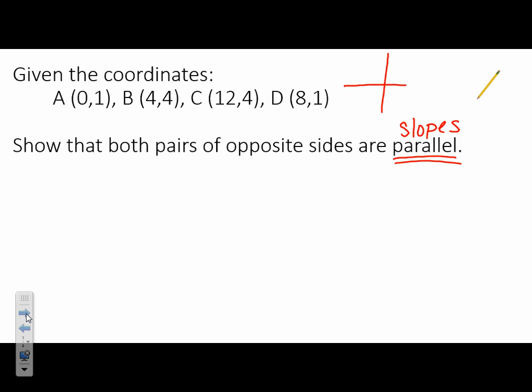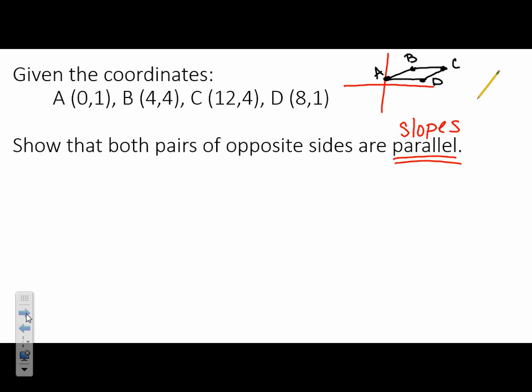Let's pretend I wanted to sketch out a little rough visual of what this thing would look like. (0, 1) might be about right here. (4, 4) might be up here. (12, 4), over 12 up 4, might be over here. Okay, and (8, 1) might be right here. So this is kind of what we're looking at. A, B, C, D. Okay, this is what our little shape might look like. So using the points or the coordinates, we want to show using our slope formula that our lines are in fact parallel to each other.